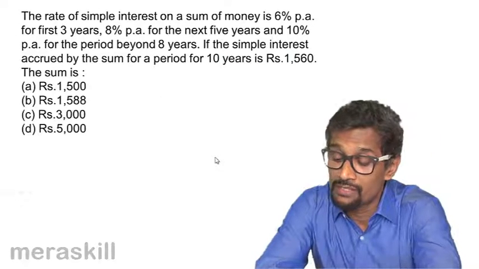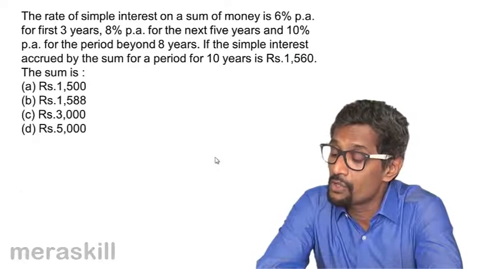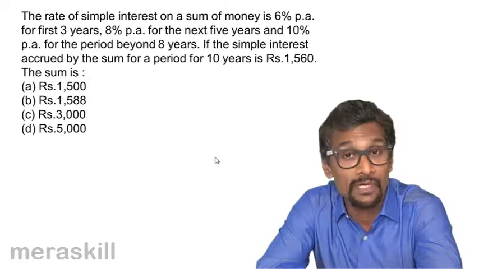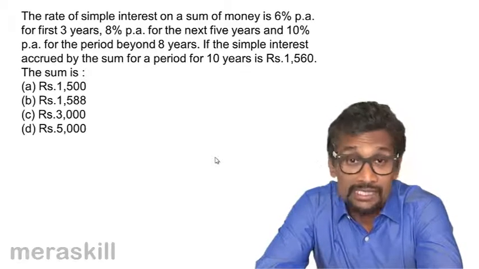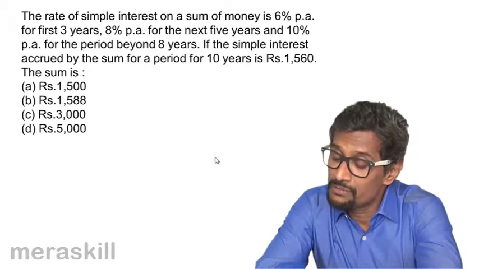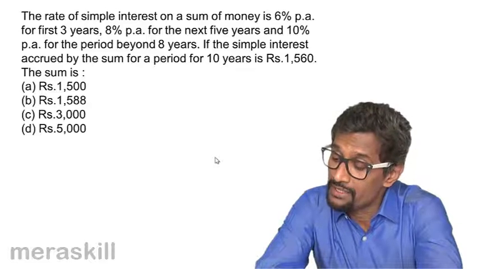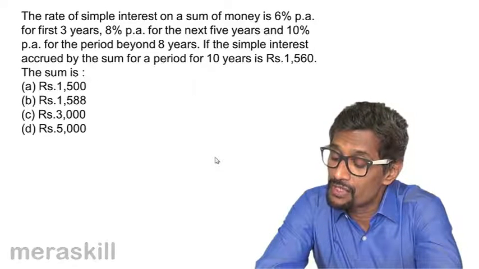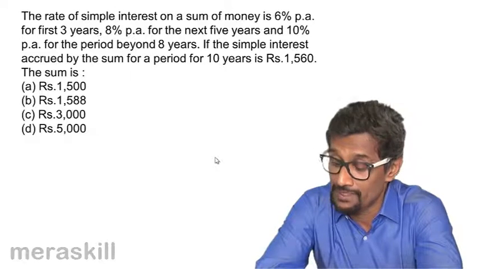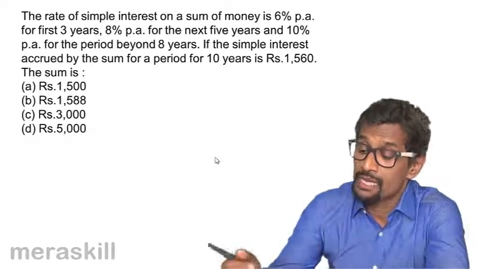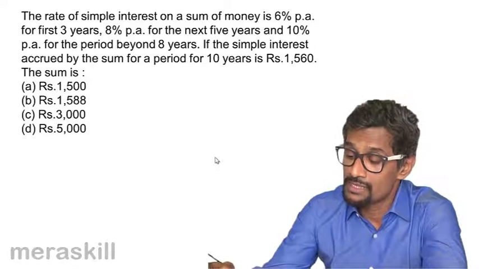Furthermore, you have another question. Rate of simple interest on a sum of money is 6% per annum for the first 3 years, 8% per annum for the next 5 years, and 10% per annum for the period beyond 8 years. If the simple interest accrued by the sum for a period of 10 years is 1560, the sum is what? So let's see what the sum is.